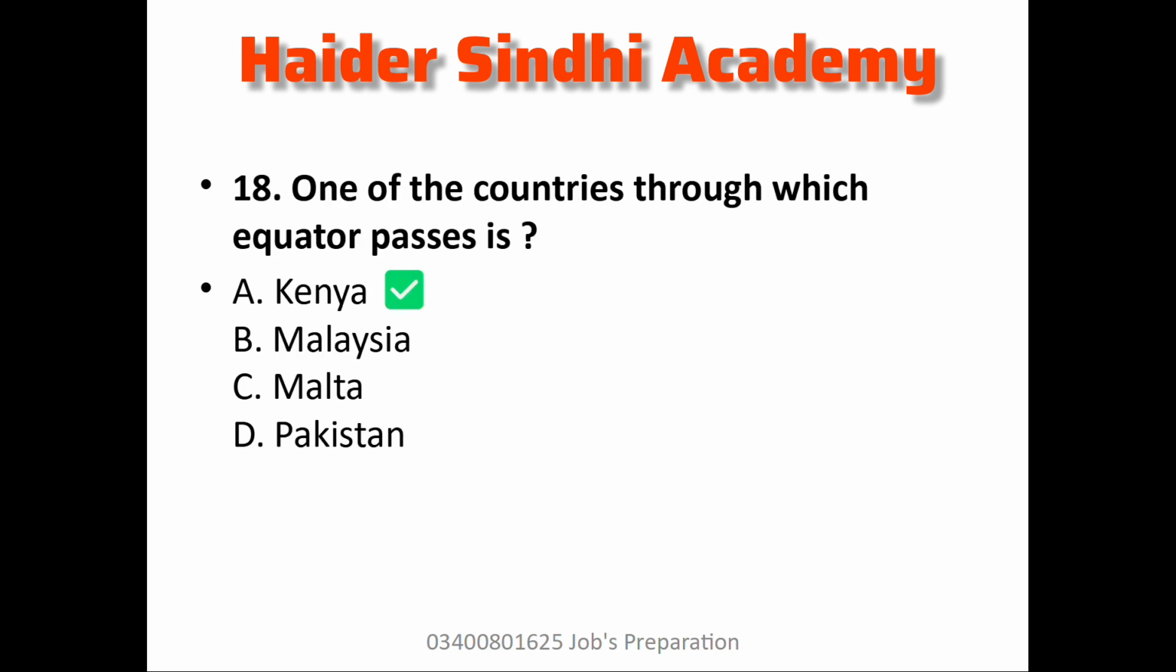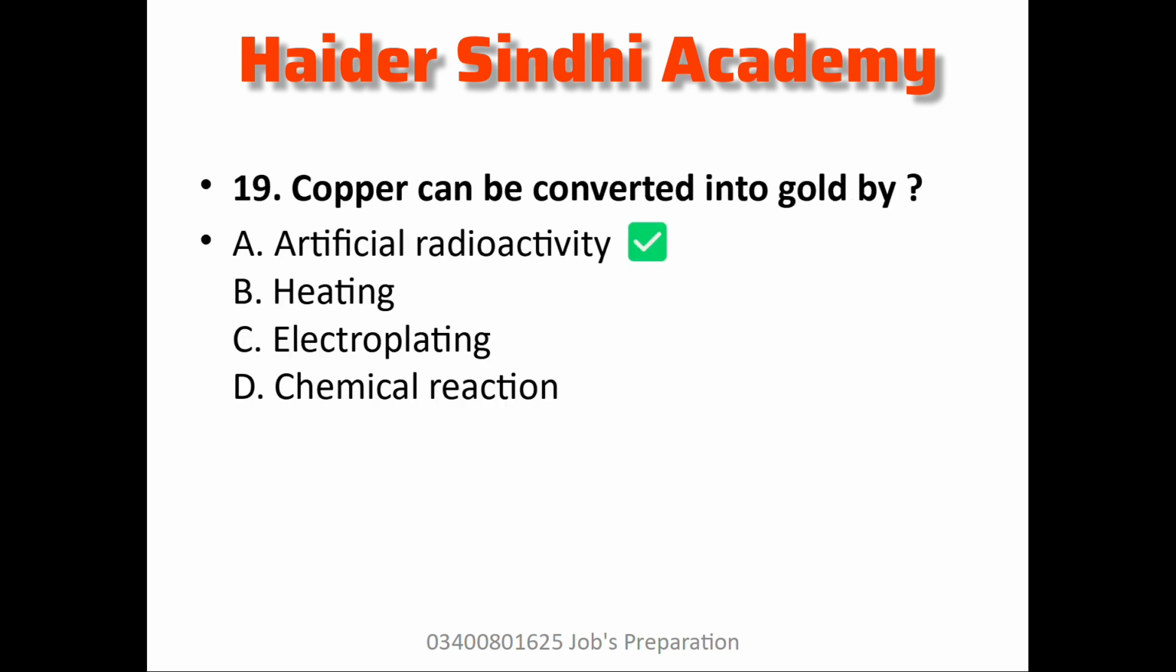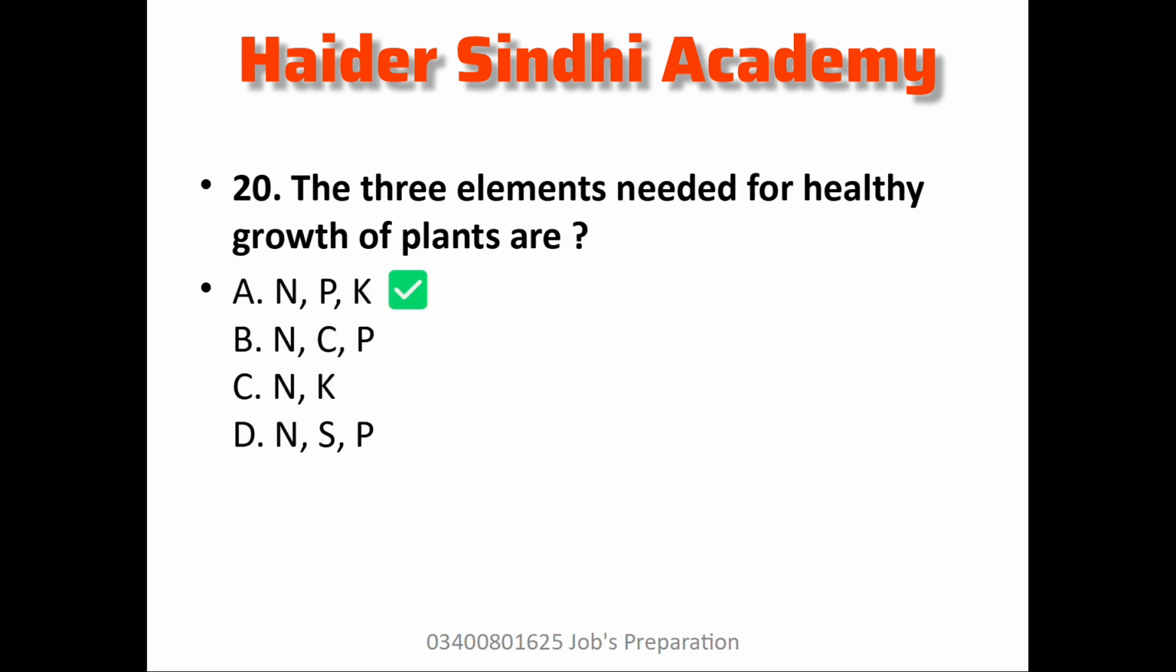One of the countries through which equator passes is. Equator is the imaginary line और केन्या is the correct option. और केन्या के साथ 13 और कंट्रीज हैं जिनसे इक्वेटर पास होता है. Copper can be converted into gold by artificial radioactivity rays. The 3 elements needed for healthy growth of plant are NPK.